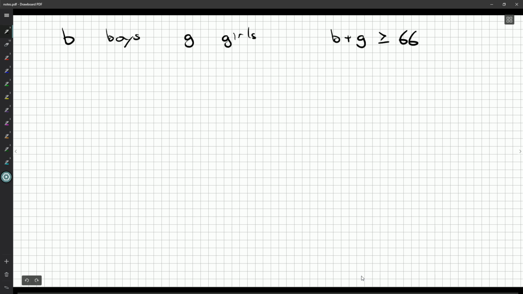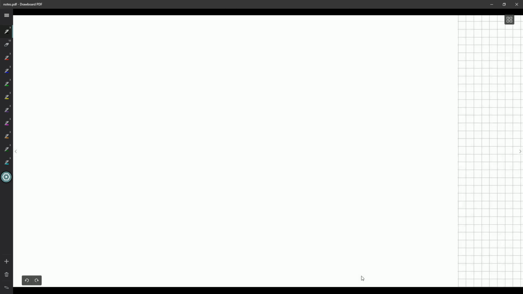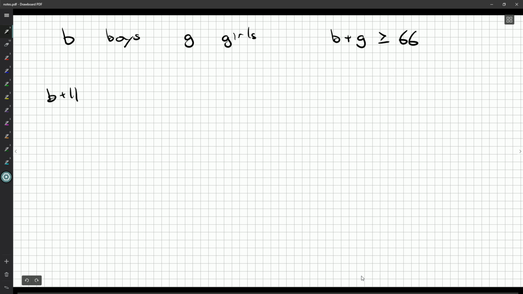Then what happens in the question? 11 boys come into the class. 13 girls transfer out. So we increase B and we decrease G. Just while we're keeping track of things, B plus 11 and G minus 13 would add up to B plus G minus 2, because we lose more girls than we have boys. And so we know for a fact that that would be at least 64.